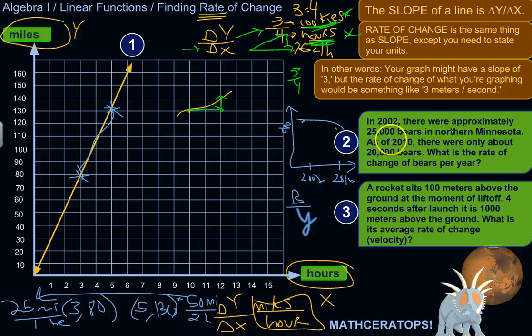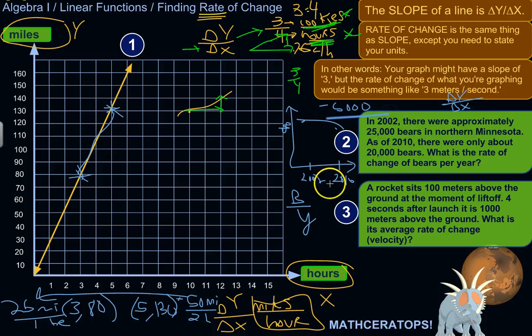So okay, so what is that? So let's look at our rise over our run, or the change in y over change in x, or change in bears over change in years. So what's our change in bears? We go from 25,000 to 20,000. So that's a loss of 5,000 bears over that time period. So that's our change in y. Doing change in y over change in x.